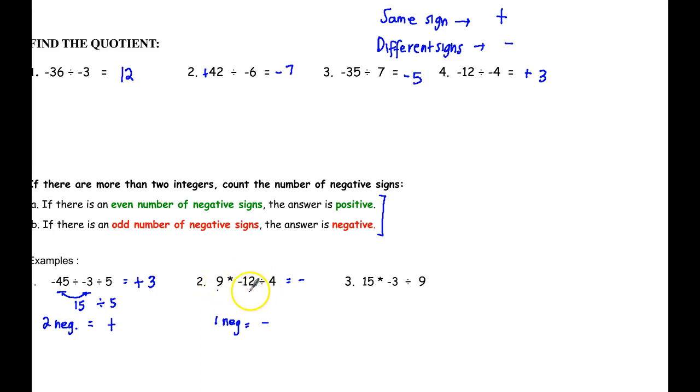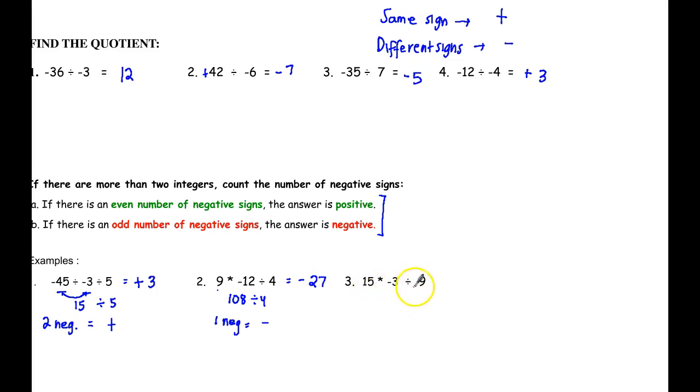So 9 times 12, that would be 120 minus 12, so 108. So this would be 108, and then divided by 4. 108 divided by 4, that would be 27. So this is negative 27. Okay?